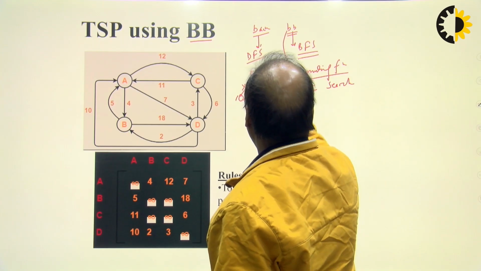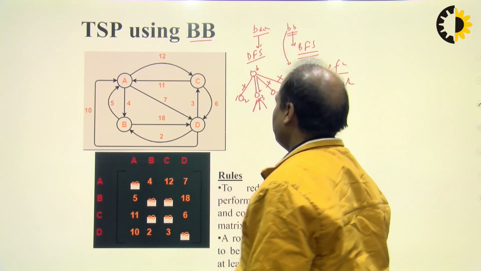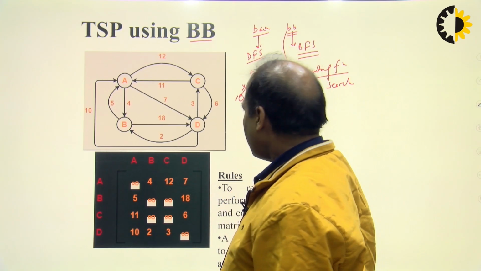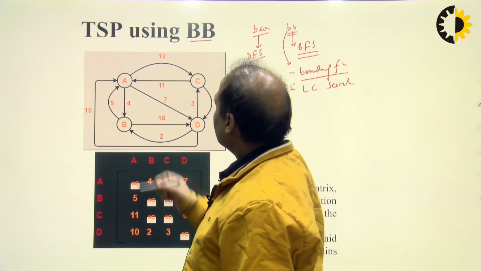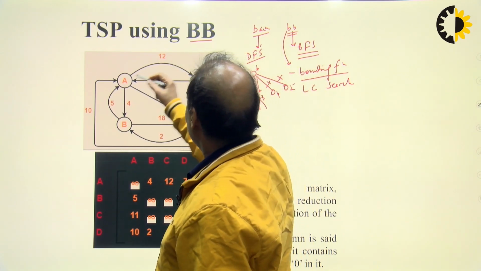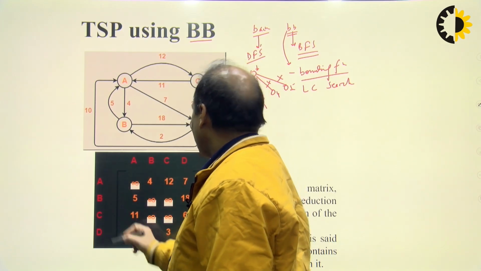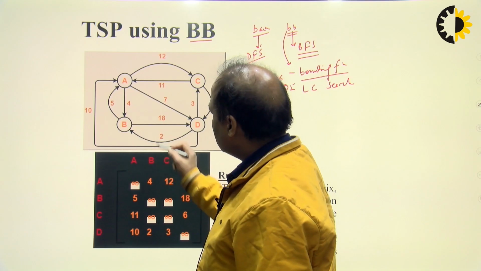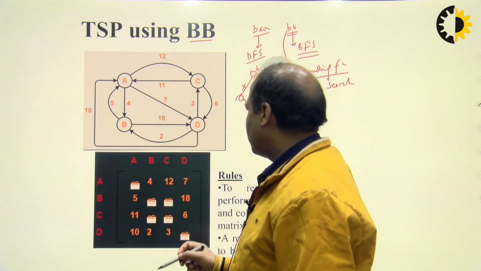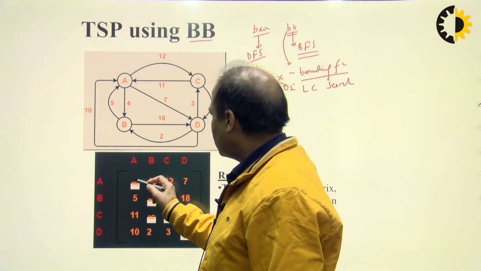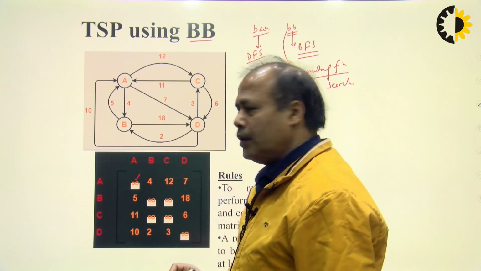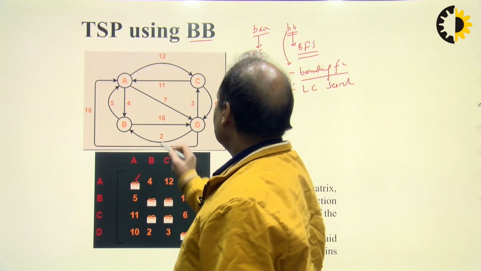So this is how the branch and bound is working. Let's understand this. Suppose we have a 4 node graph A, B, C, D. Make an adjacency matrix of this graph. If a particular edge does not exist, we mark it infinity. Otherwise, see here, A to B.